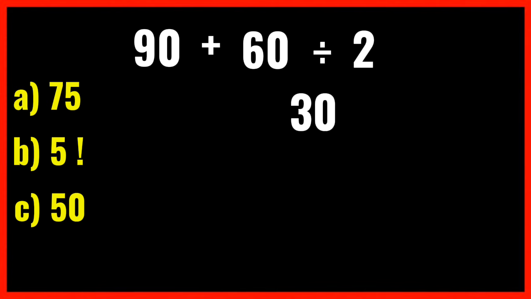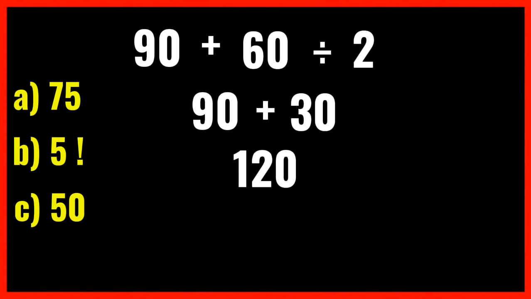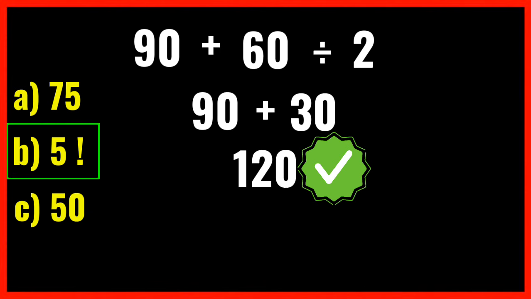60 divided by 2 equals 30. So now the expression becomes 90 plus 30. And finally, we perform the addition to get 120. And that is the correct answer.